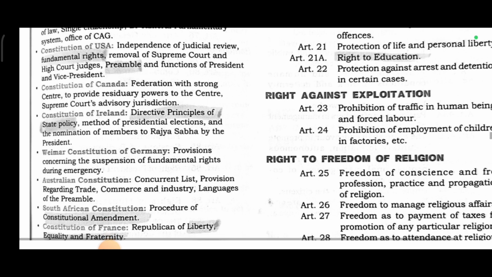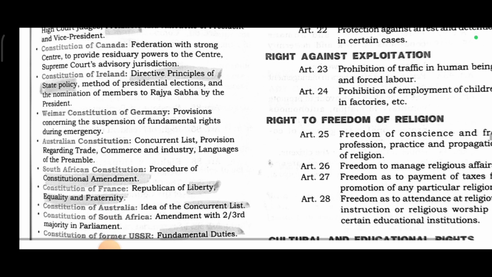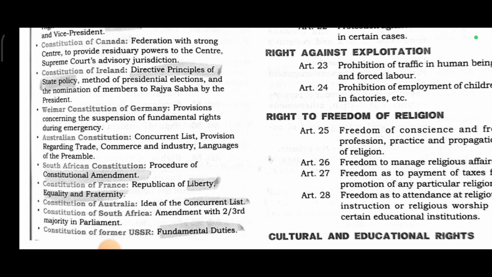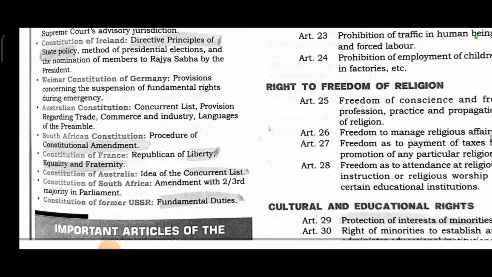Constitution of USA. Independence of judiciary, judicial review, fundamental rights, removal of Supreme Court and High Court judges, preamble, and functions of President and Vice President. Constitution of Canada. Federation with a strong center, with residuary powers vested in the center. Supreme Court's advisory jurisdiction.